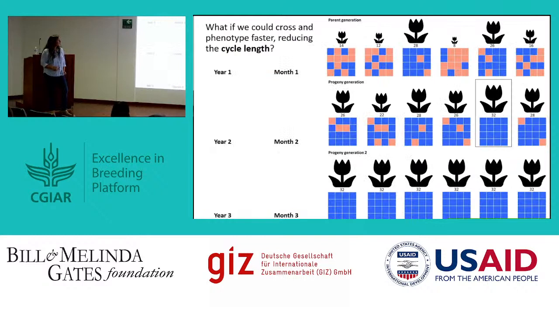And then finally, what if we could cross and phenotype faster? So this would be a way of reducing cycle length. To make this really clear, we could have our parents cross them to make the progeny, and then again cross them to make more progeny. These are conveniently perfect already after two cycles of selection. If that takes a year each time you do it, that just takes longer than if it were to somehow take a month. Okay, so we'll talk more about reducing cycle length later.